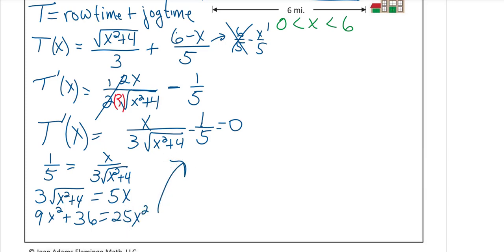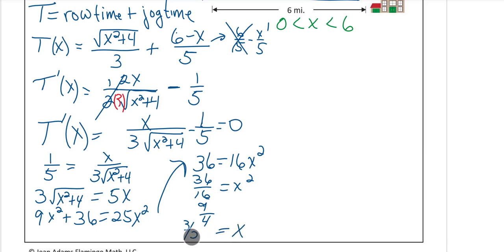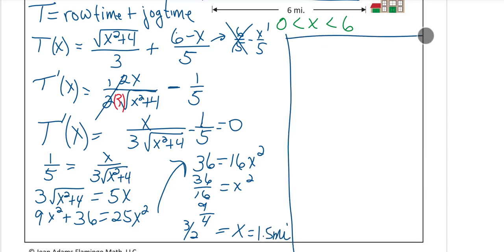And then finishing that up, I have 36 equals 16x squared. So 36 over 16 equals x squared, which is 9 over 4. So x is going to equal 3/2 or 1.5 miles. I don't need the negative root because you can't have negative distance. Okay, so now we have to test that point.